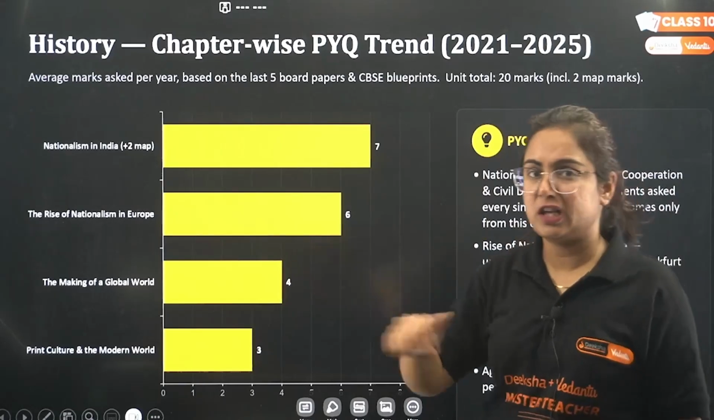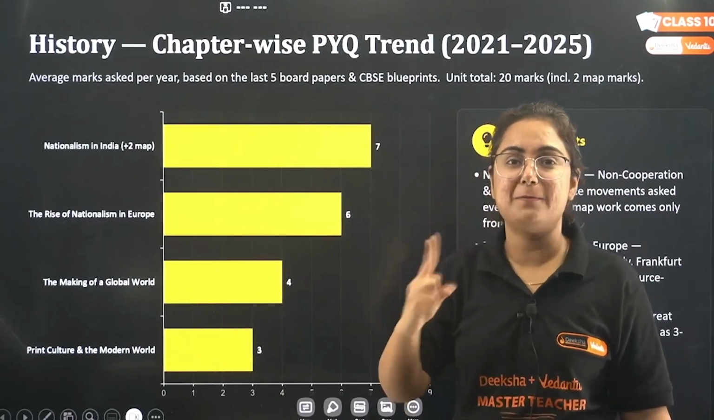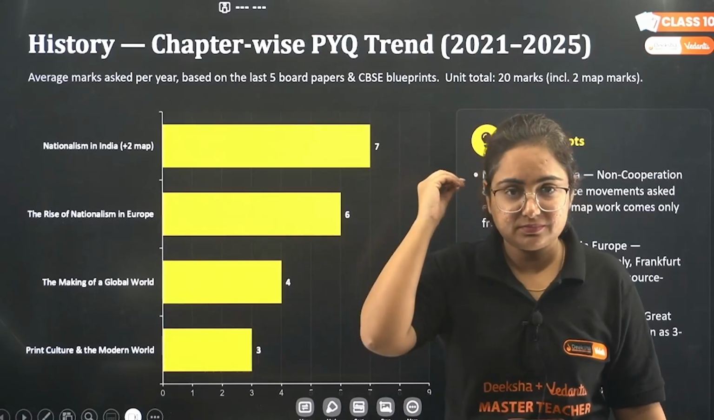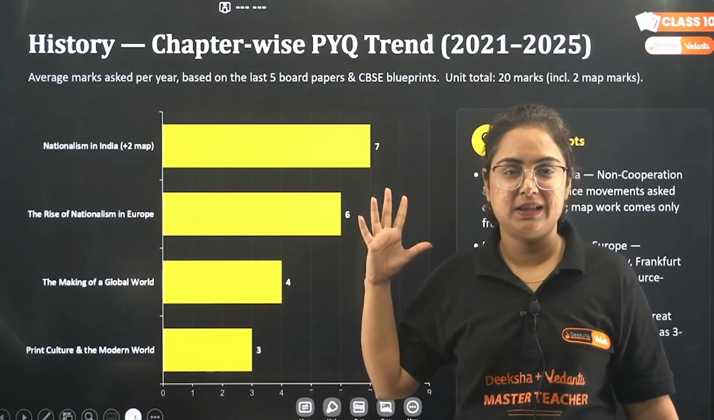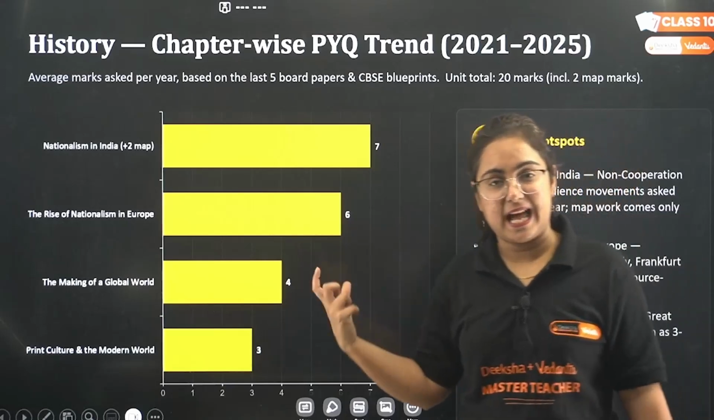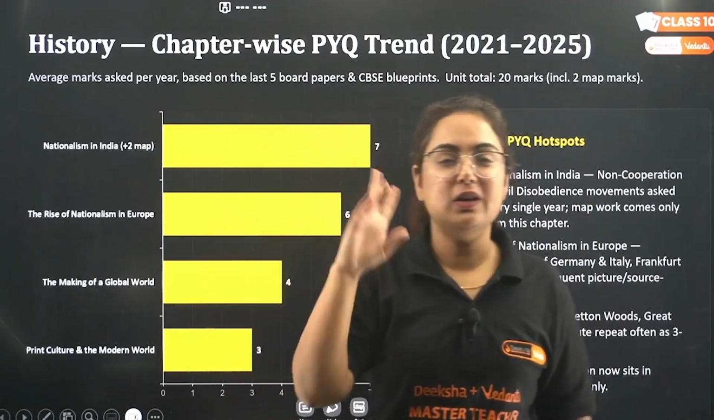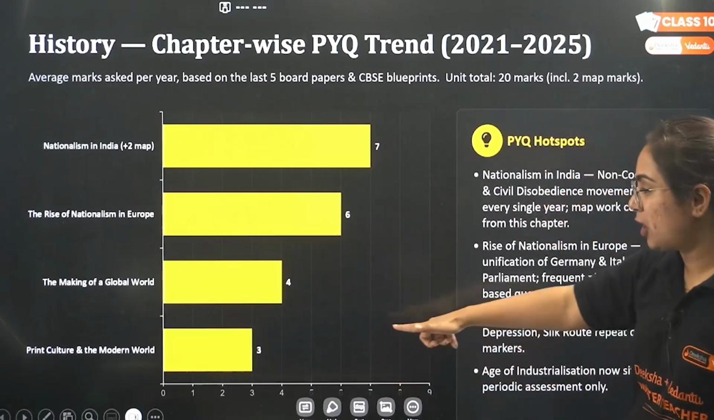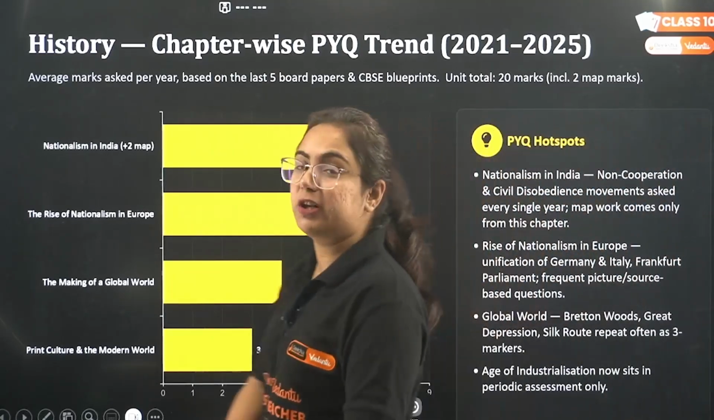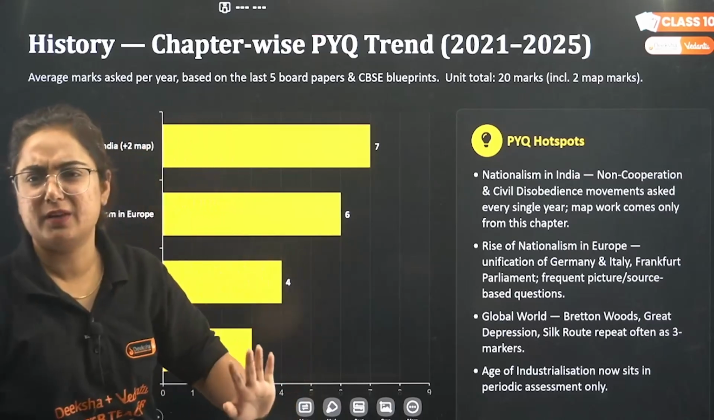A 6 marker question comes for sure. See, a 5 marker long answer question and 1 MCQ. Just stamp this. Next is the making of the global world. Beta, 4 marks it carries. A 2 marker question will come, define Silk Route, and 2 MCQs will come. When I talk about print culture and the modern world, it majorly carries 3 marks. A 3 marker question will come.